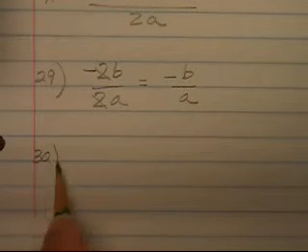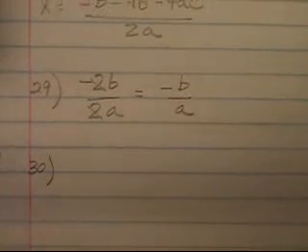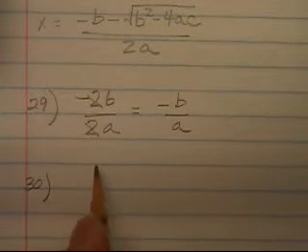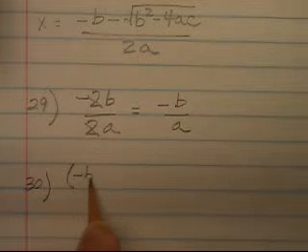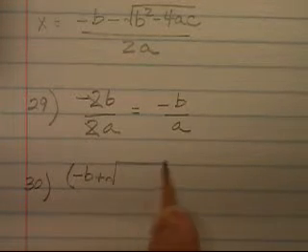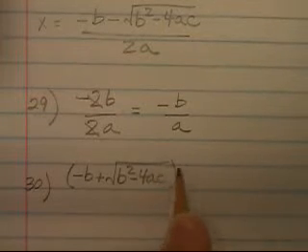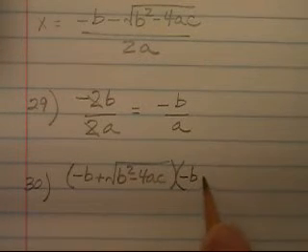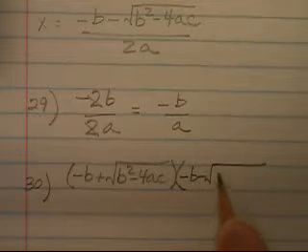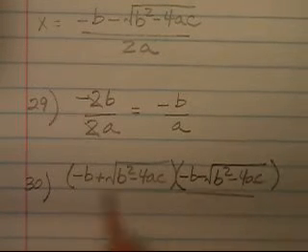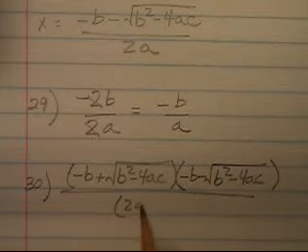Question 30 asks us for the product of the two roots. All right, again, this looks like it's going to be really complicated, but it's not that bad. What we need to do is take minus b plus the square root of b squared minus 4ac times minus b minus the square root of b squared minus 4ac, and this will all be over 2a times 2a.